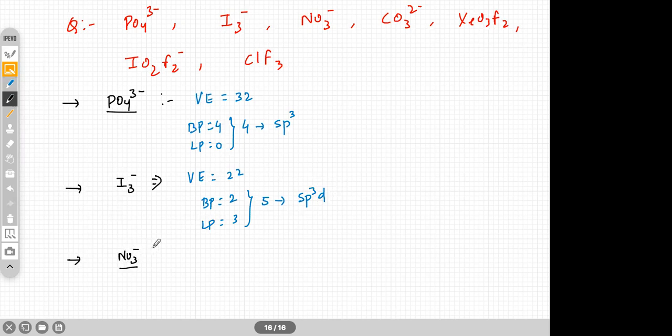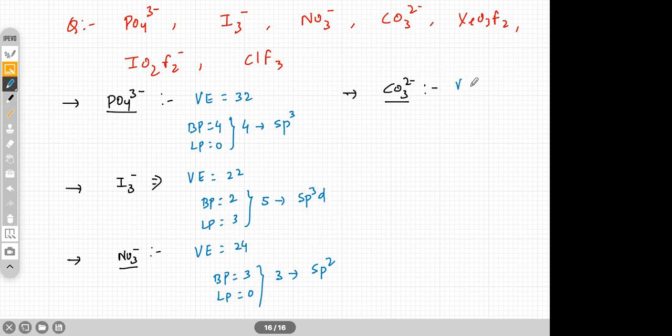NO3 minus. Number of valence electrons is 24. Bond pair 3, lone pair 0, steric number is 3. Hybridization is sp2, trigonal planar, geometry and shape. CO3 2 minus. The valence electron count is 26? Let me check. 6 into 3, 18 plus 2, 20, 20 plus 4. It's 24, not 26. Bond pair 3 and lone pair 0. So it is sp2, trigonal planar.